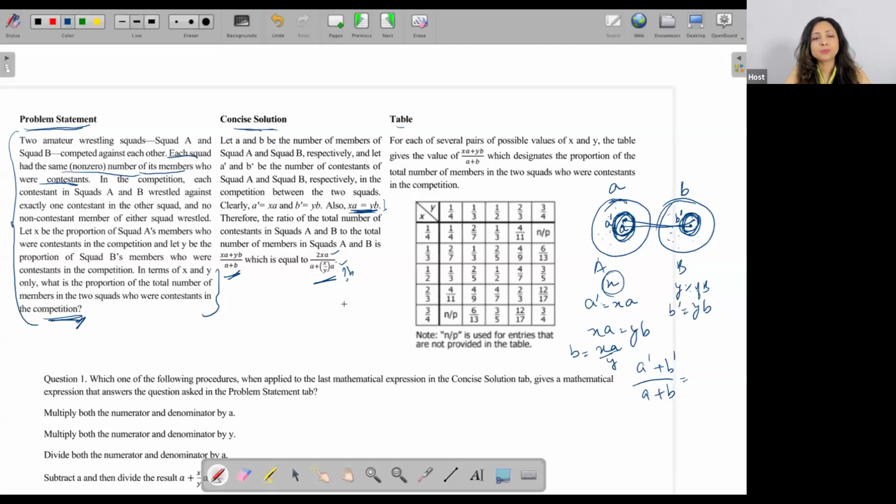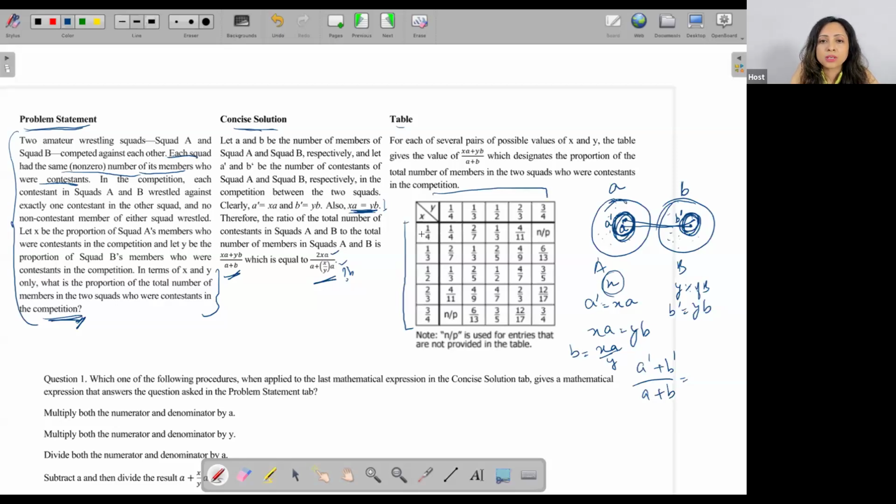So then I have a problem and they have given me a solution to that problem in two of the tabs. What is the third tab now? That is a table. For each of the several pairs of possible values of X and Y. Now, these are the possible values of X and Y that they have given us, right? Look at the table, for each of the several pairs of possible values of X and Y.